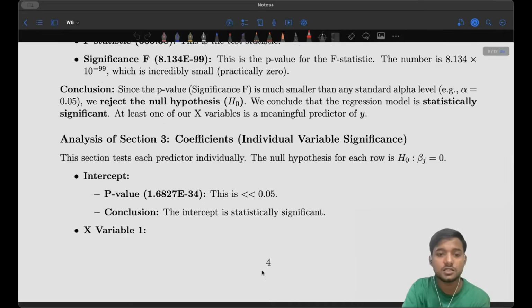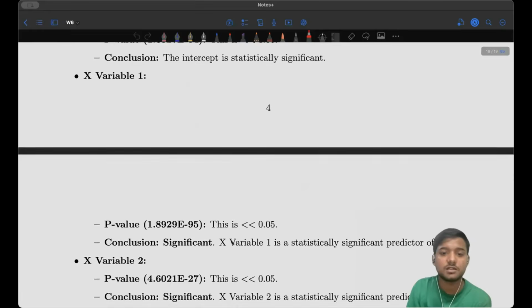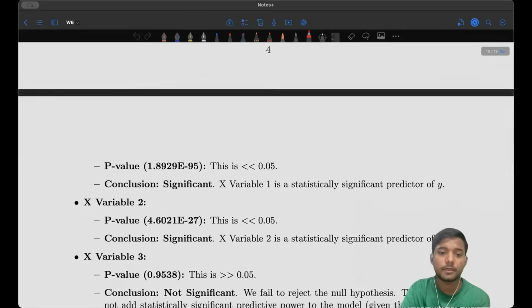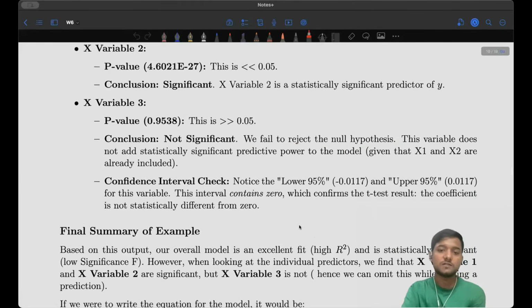So you can read this here. For x, we can say the intercept is significant. X variable 1 is also statistically significant. X variable 2 is also statistically significant. And x variable 3, you see the p-value is this. Therefore, it is not significant. We fail to reject the null hypothesis. This variable does not add statistically significant predicting power to the model, given that x1, x2 are already included. So this variable is kind of an extra variable, and we can very easily exclude it from our model.